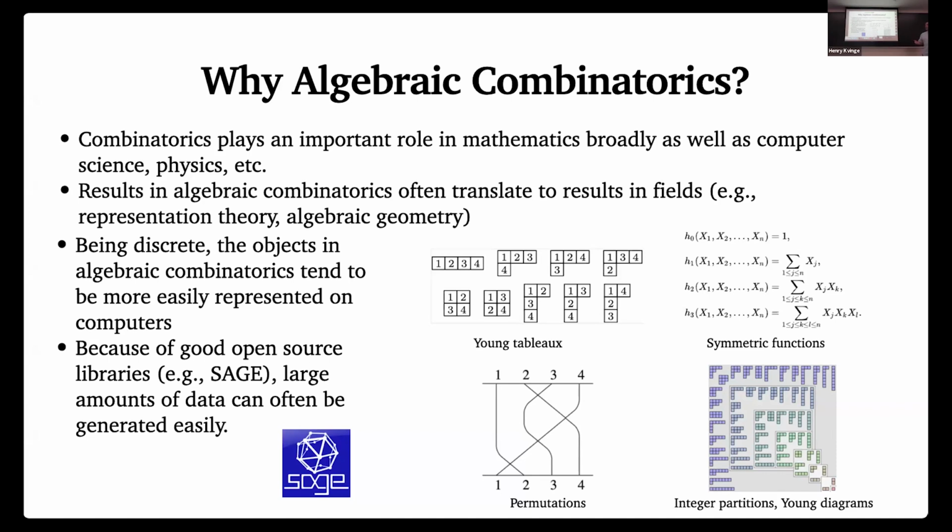Being discrete, I think this was written in the abstract for this week, these things are often more easily represented on a computer than, say, a manifold or something. And also, there's a lot of good software out there already for generating these things. So we had to do very little actual math computation for generating these data sets. It was more just figuring out some problems and then calling the appropriate Sage code, for instance.